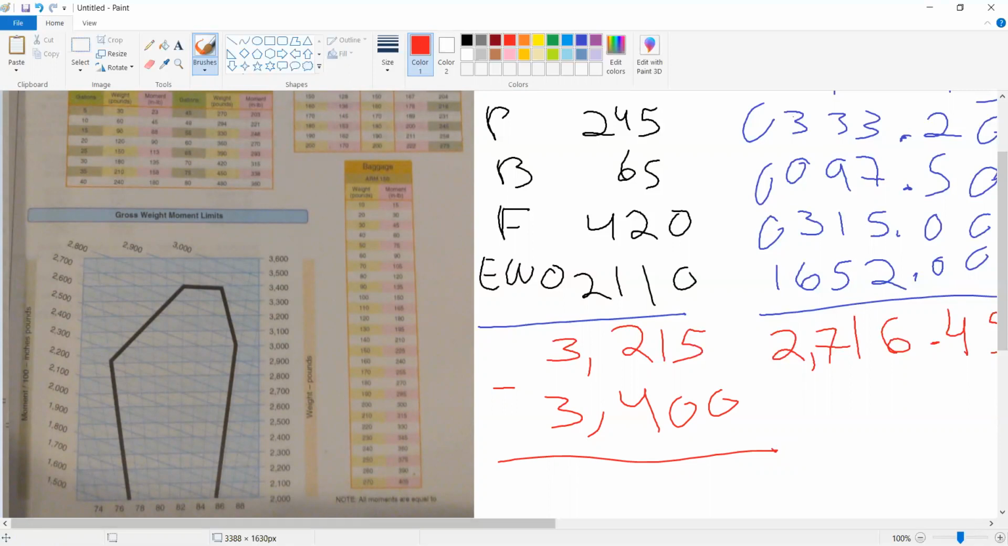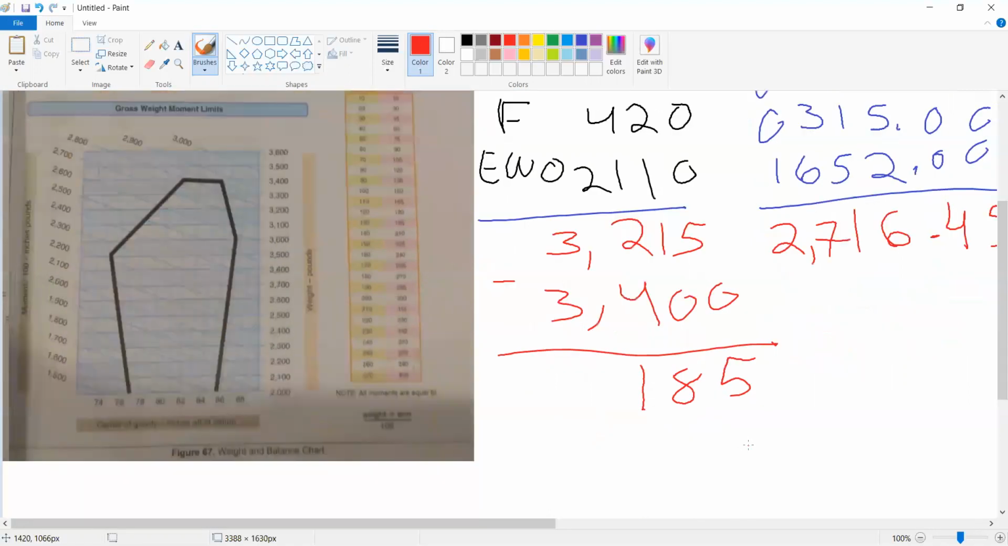All right, so when we subtract those two numbers, 3,400 and 3,215, the absolute value is 185. So we're 185 below the max limit. Look under this, number A, 185 pounds under the allowable gross weight. So there we go. The answer to number 58 is A.